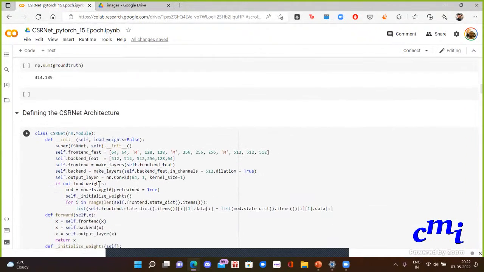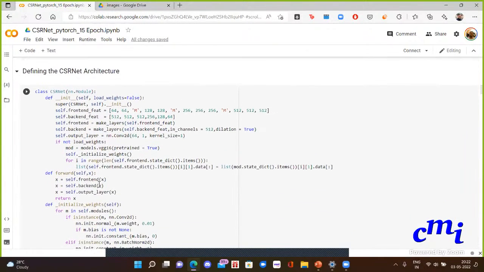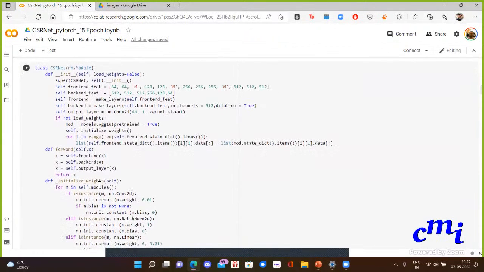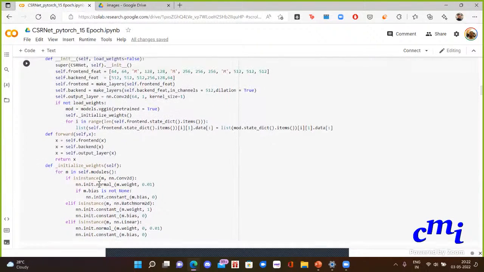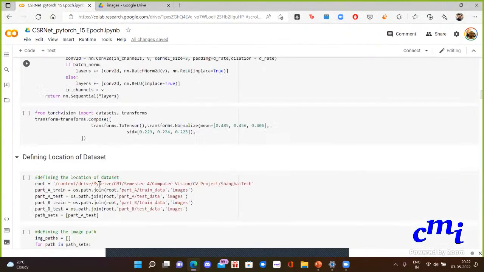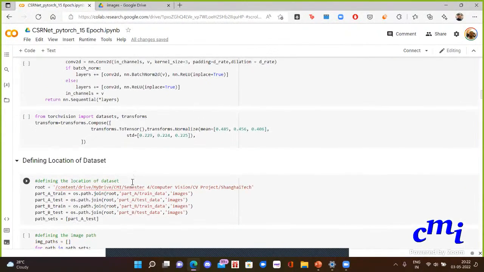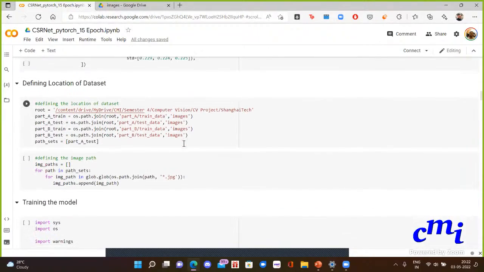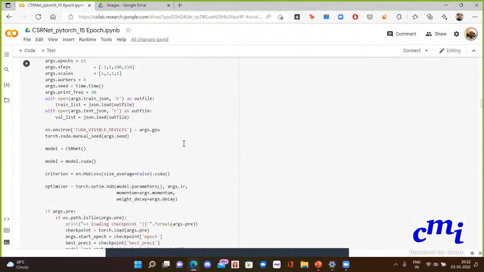And this is our CSRNet architecture that we have shown in the slides, and that has been shown in the paper also. This is the CSRNet architecture that we have followed. We have also done some transformation of each input image: we have normalized those images with some mean and standard deviation, and that's the transformation part of the images. Then there is the training.